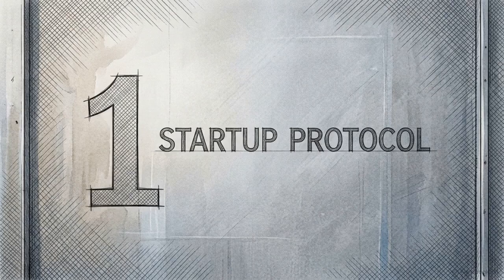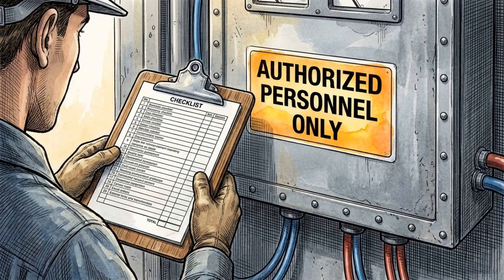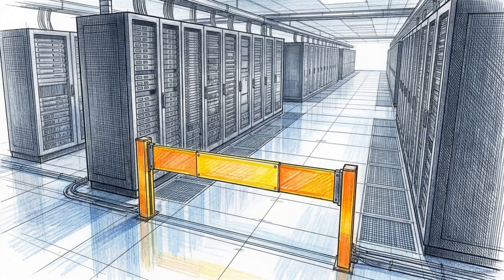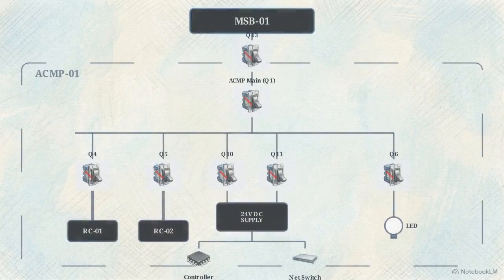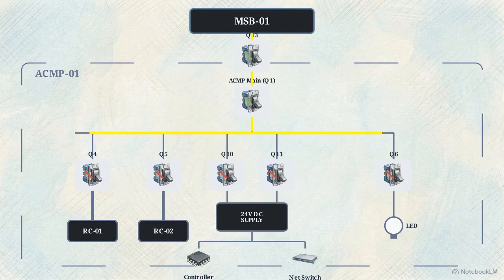Bringing the ACMP online requires a disciplined sequence. Before initiating startup, operators verify switching authority, confirm that panel covers are secure, and ensure no maintenance is in progress within the physical field boundary. Energization begins by closing the upstream feeder, Q13, at the main switchboard. This provides source voltage to the ACMP, followed by closing the local main breaker to initiate the internal bus.